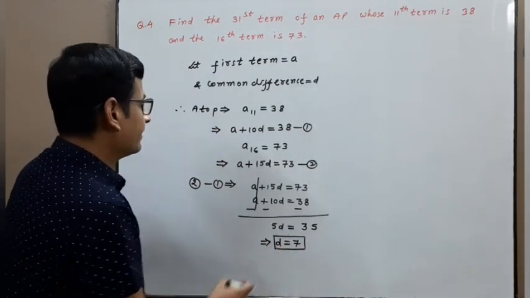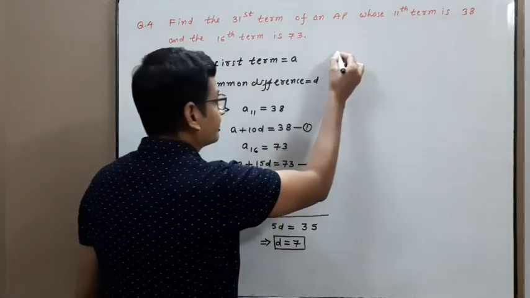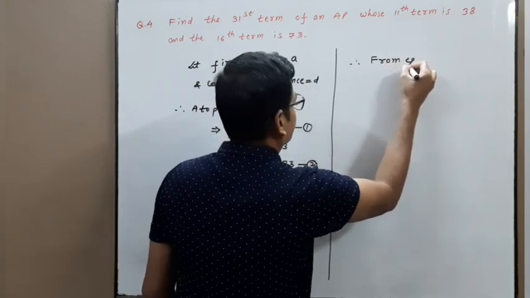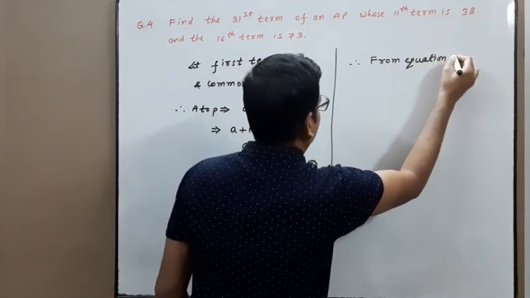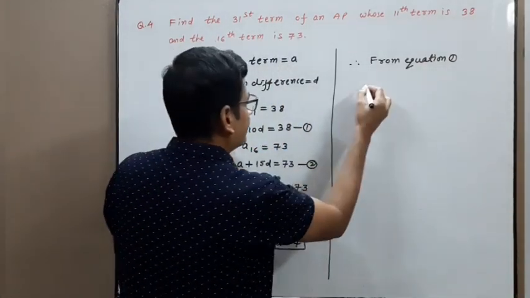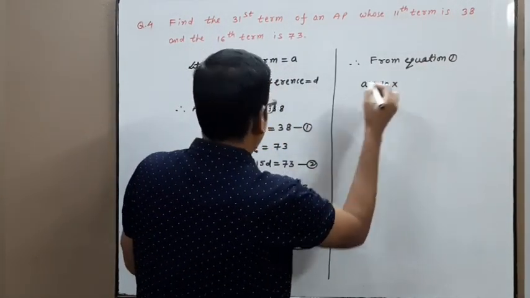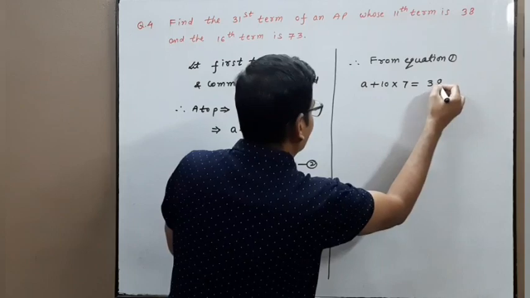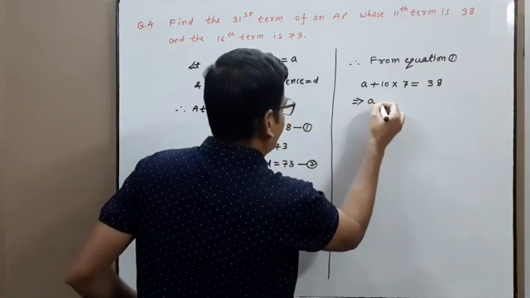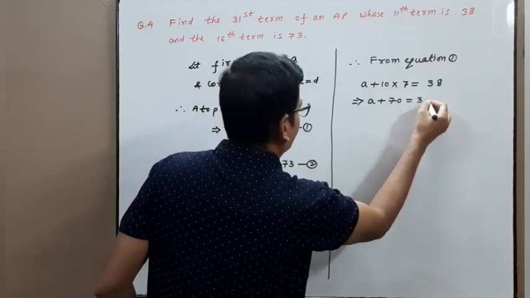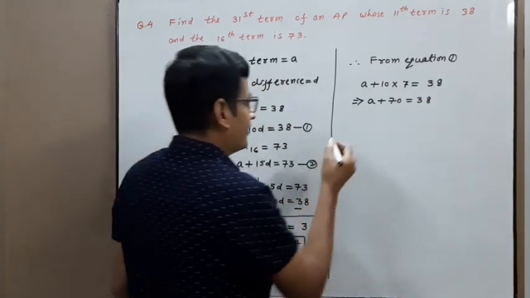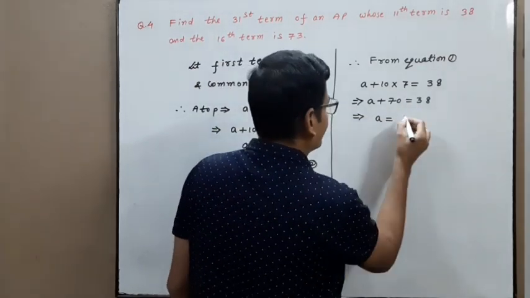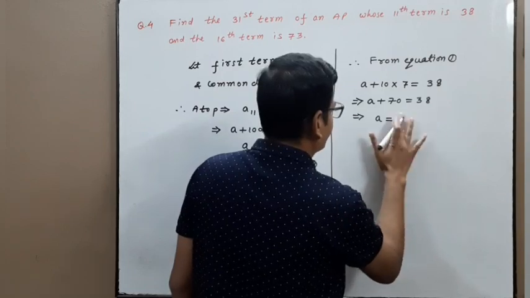Now putting D equal to 7 in equation number 1. Therefore from equation 1, A plus 10D, D means 7, equal to 38. So A plus 70 equal to 38. So A is equal to 38 minus 70, so A is minus 32.